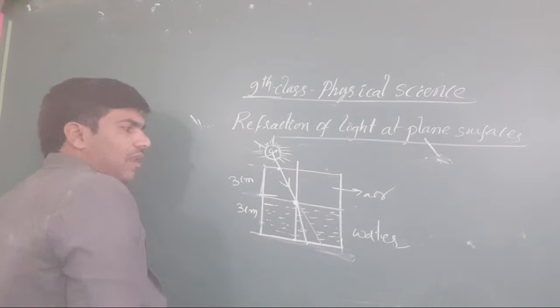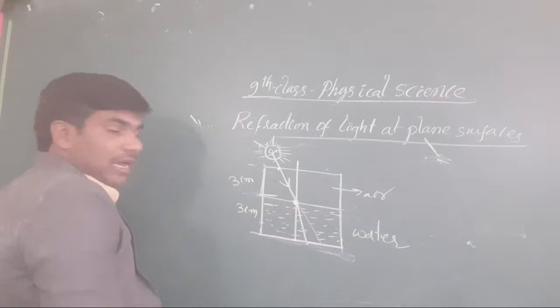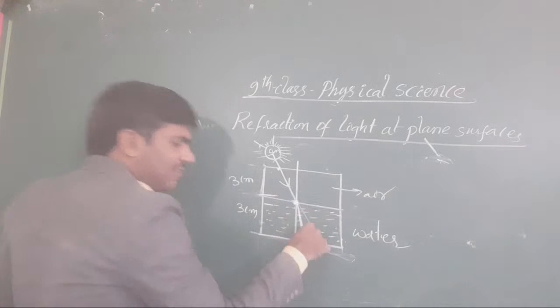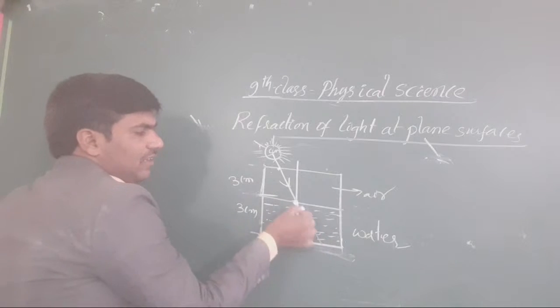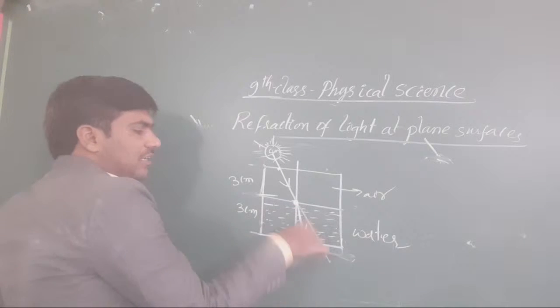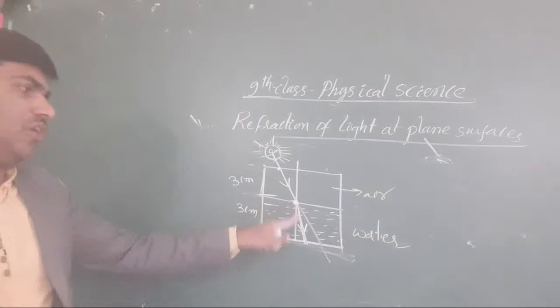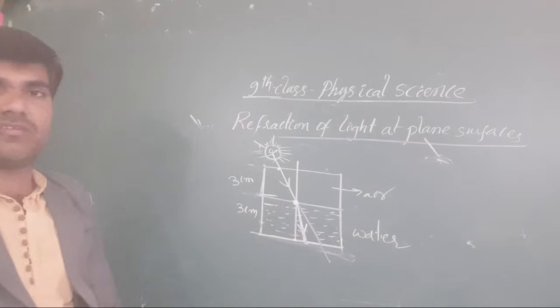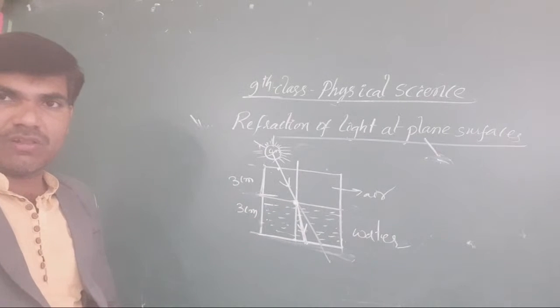This is where the light rays enter and get bent. Which distance is greater here? This distance or this distance? The greater distance traveled is from here to here. Okay, clear or not, all the students?